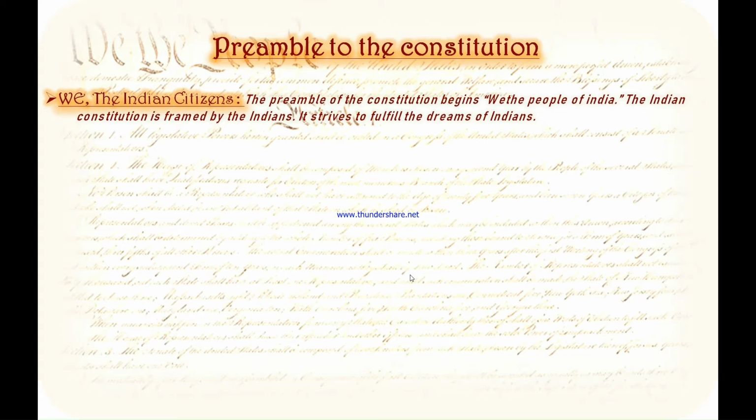Now let's understand the preamble in more detail. The preamble of the Constitution begins with "We the people of India." The Indian Constitution is framed by the Indians. It strives to fulfill the dreams of Indians.